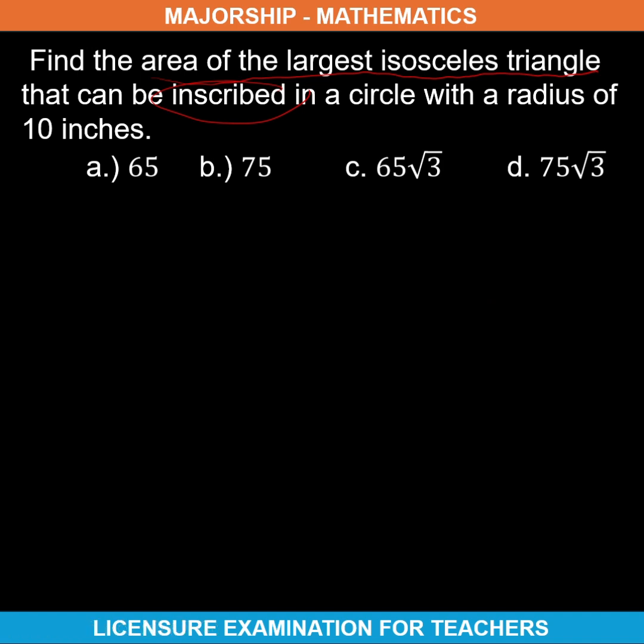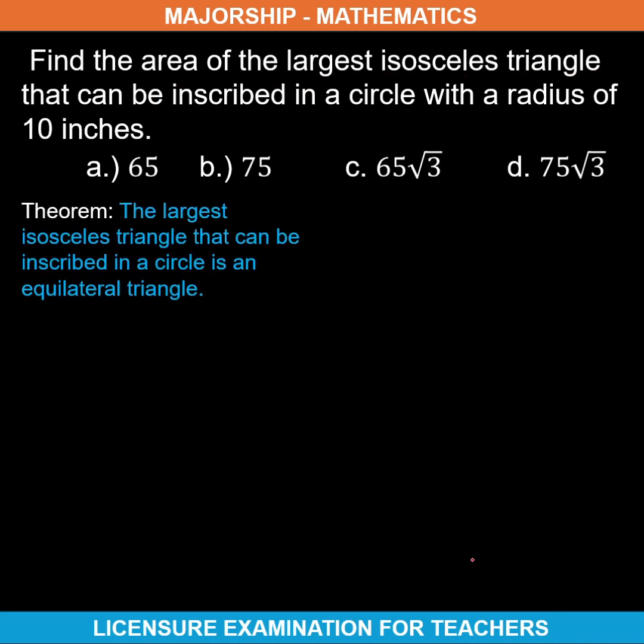Okay, now how are we going to find the area of this triangle? So gagamitin natin itong theorem in order to answer this question. Okay, so here is the theorem. The largest isosceles triangle that can be inscribed in a circle is an equilateral triangle. So if you will inscribe an isosceles triangle inside a circle, and if you will try to maximize this area, yung mabubuo mong triangle is an equilateral triangle.